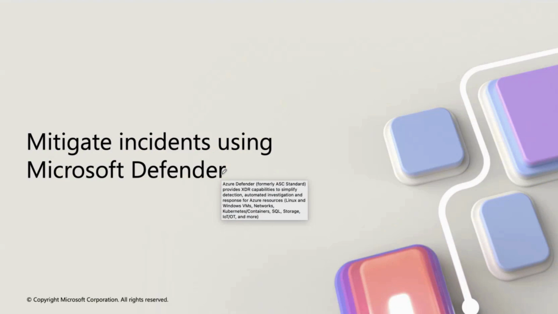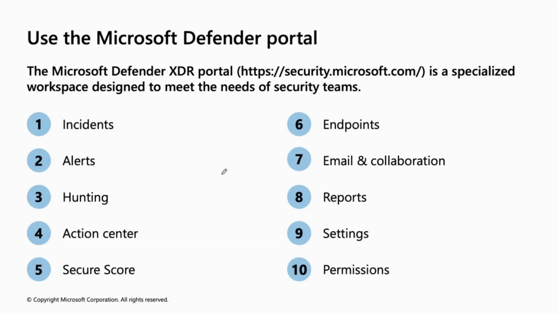So, team, now let's move ahead. As we have just discussed, we use these tools, and these tools start giving you signals, and they create alerts and incidents. Now, let's see how we can manage and mitigate the incident. So, when you are using the Microsoft Defender portal, you would be able to see all these options available, right? So team, let's start with incident. What is an incident?